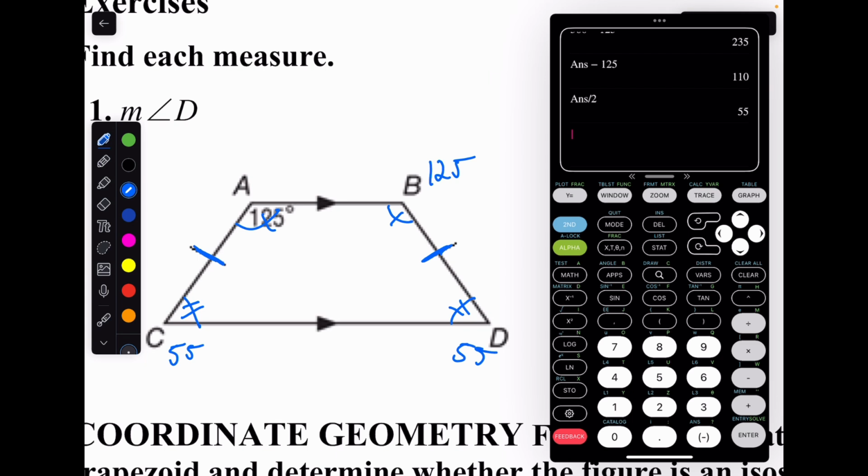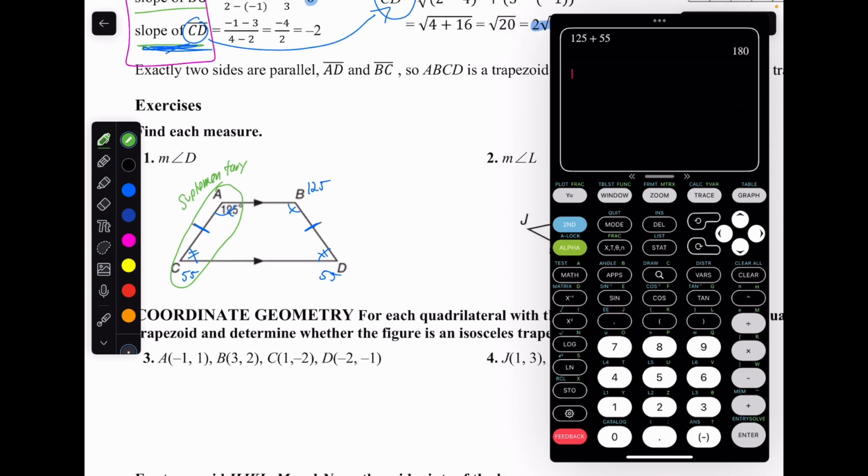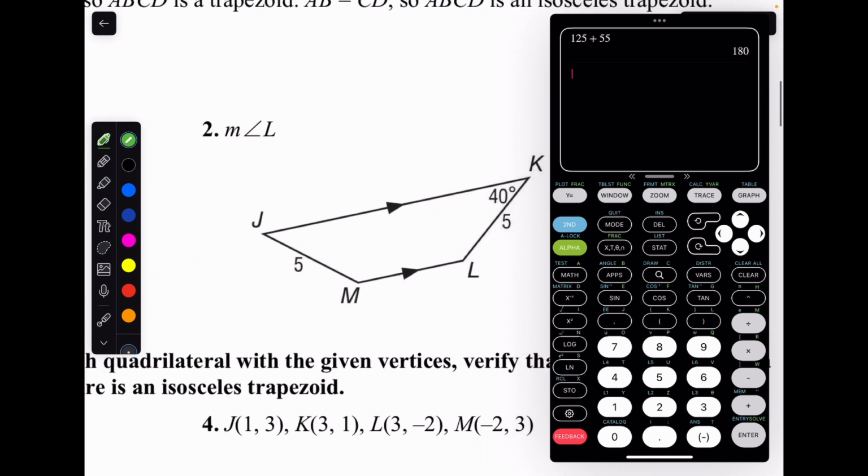Now I want you to notice something here. What I want you to notice is, look at this, 55 and 125. 125 added to 55. That means A and C are supplementary, and B and D are also supplementary. Okay? So let's take a look at this other problem over here.